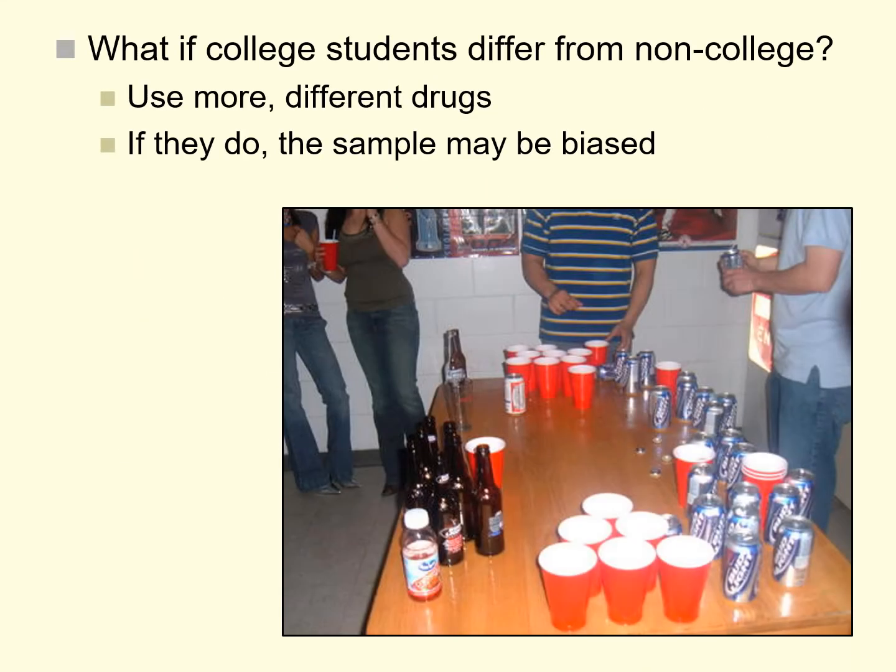Well, what if it's the case that college students differ from non-college students in the types of drugs that they use or in the sort of frequency or intensity with which they use drugs? Let's imagine that college students are more apt to use drugs than non-college students, and that maybe they use different drugs on average than non-college students. That is actually true based on most types of measurements. A common example, of course, is alcohol. People in college tend to drink more and drink more frequently than people not in college, even if we look at folks who are the same age.